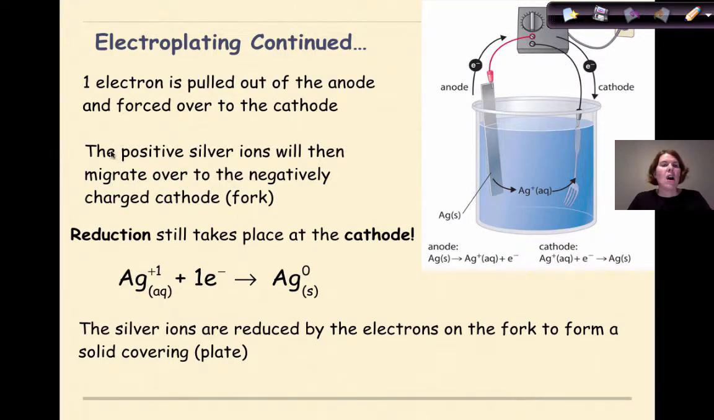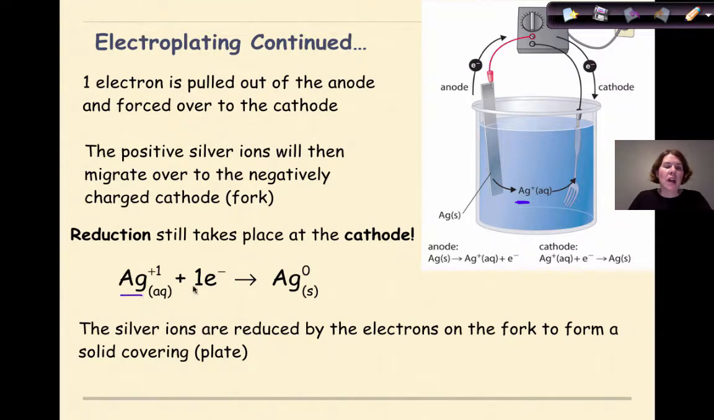So we see this right here, this little arrow showing the direction that the electron travels from the anode into the cathode. The positive silver ion, right here, will then migrate or move over to the negatively charged cathode, in this case the fork. So the product of the oxidation reaction is now basically moving over, because it's positively charged, to this negatively charged fork. Reduction still takes place at the cathode.